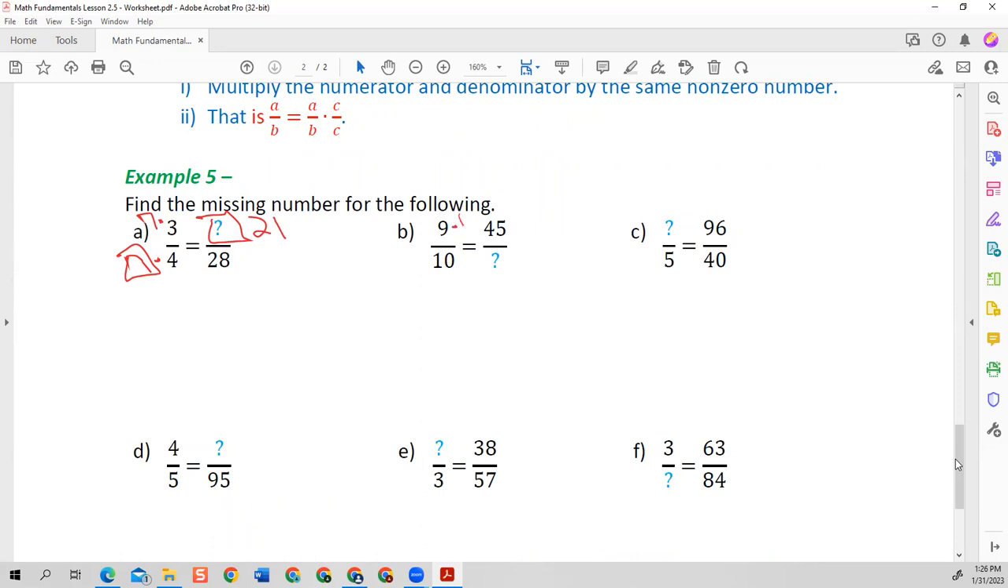All right, so 9 times what gave me 45? It was 5. So 5 times 10 is 50, and so on. Okay, so I'm going to let y'all do these.